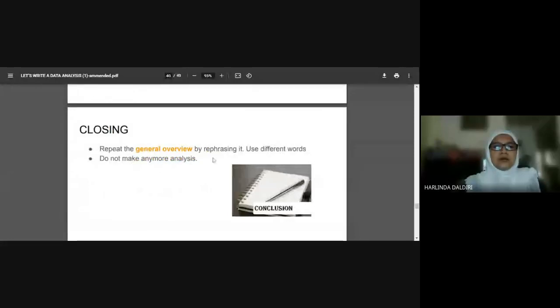All right, so repeat the general overview. This is when you come to the conclusion. Repeat the general overview by rephrasing it. Use different words. Do not make any more analysis. If you realize that there's something you missed or didn't mention, you cannot make another analysis in the conclusion. It will give a bad impression, because you are not following the correct format.